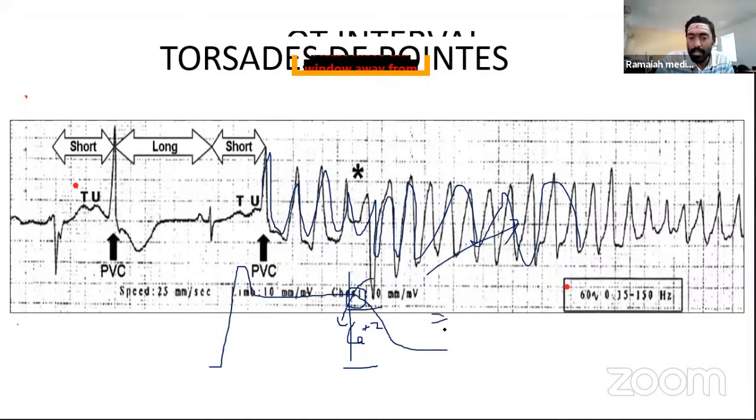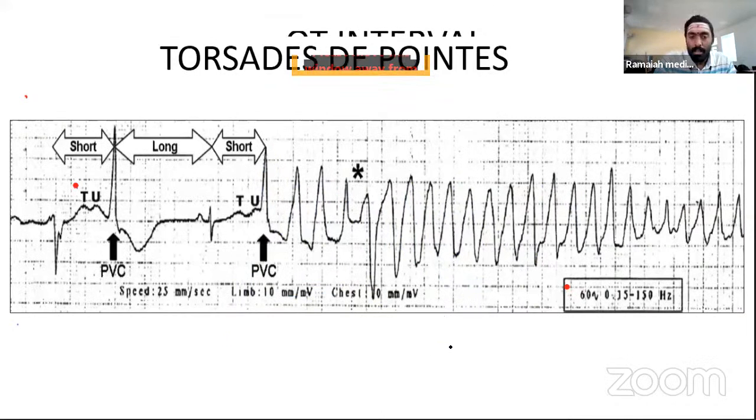That is why we give a calcium scavenger like magnesium. Treatment for torsade is magnesium, because of this reason. So we want to prevent this from happening. That is why we monitor QT very carefully.